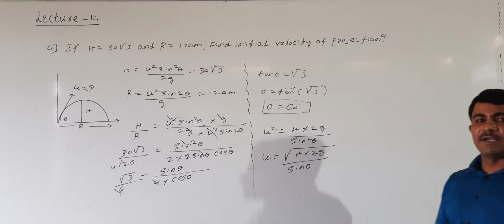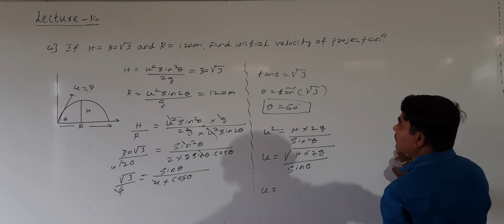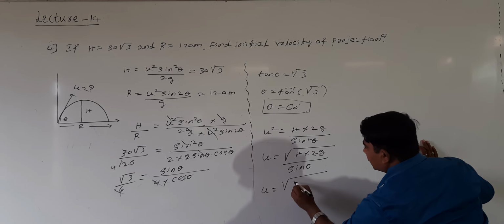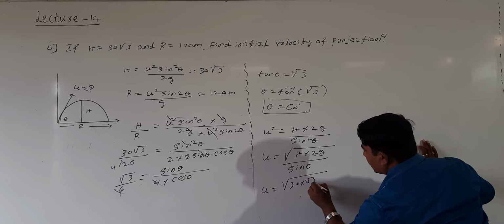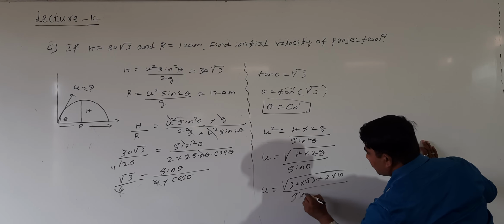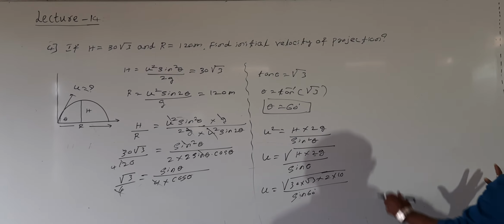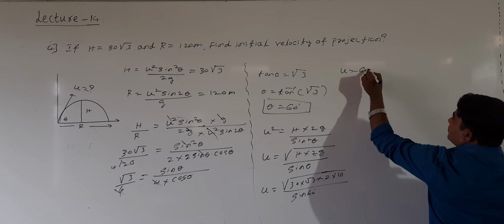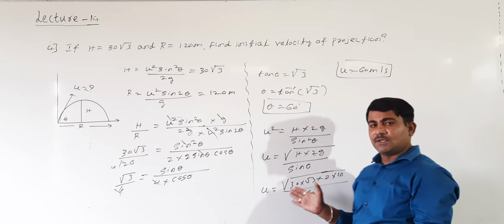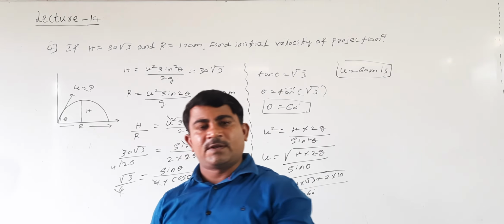H into 2g. Right. Put all the values. See here. H is there already. What is H? 30 root 3. Into 2, g is 10, sin 60. Right. Solve all these values. You will get the initial velocity of projection must be 60 meter per second. Simplify this. Put sin 60 value. You will get U is equal to 60 meter per second. I can copy this. So we will see one more numerical.